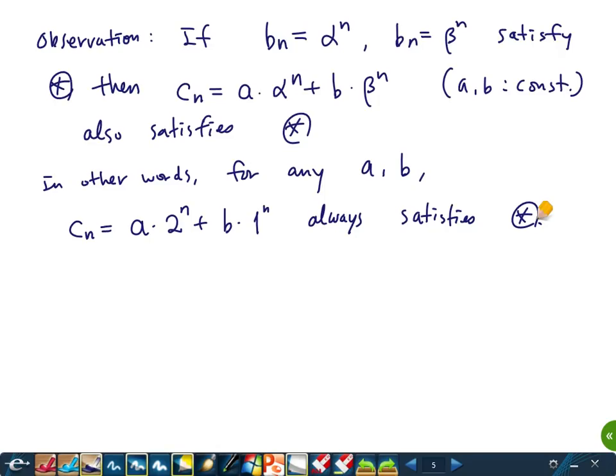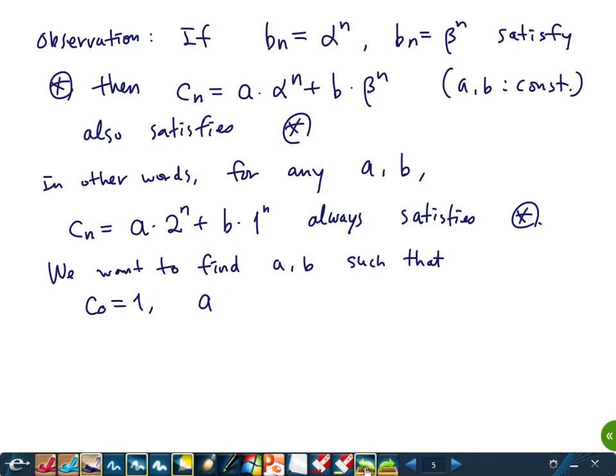But here we only found a sequence which satisfies the recurrence relation. We also want this to satisfy the two initial conditions. The 0th term equals something and the first term equals something. And by choosing A and B carefully, we can make this satisfy the initial conditions together. All right? So we want to find A and B such that the 0th term equals, what is the 0th term? 0. And the first term equals 1. Oh, sorry, this should be 0.